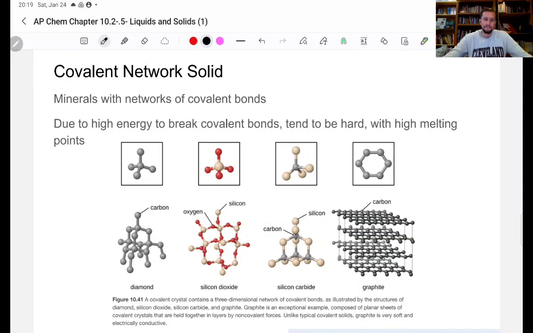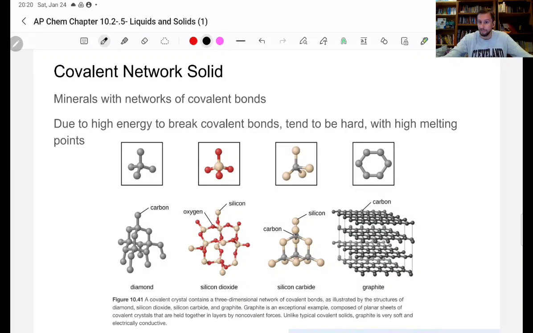Common student misconception is that if it's covalent, then it's automatically not a high melting point. But students forget about covalent network solids because for covalent network solids, that is not true. Because to melt a covalent network solid, it actually requires breaking the covalent bonds. And so sometimes the covalent network solids can actually have higher melting points than most other solids. And sometimes they can be even harder than most other solids.